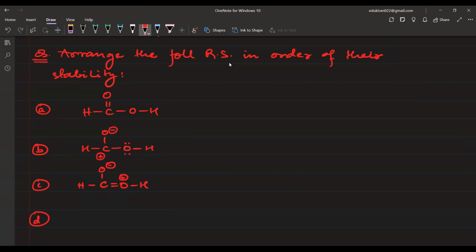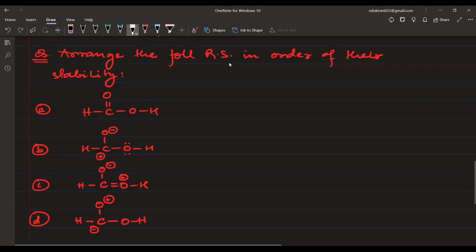Right, the D structure. In D structure, what I did, I broke the pi bond in such a way that carbon gets negative and oxygen gets positive. So I have H, C, O positive, carbon negative, and you have OH.